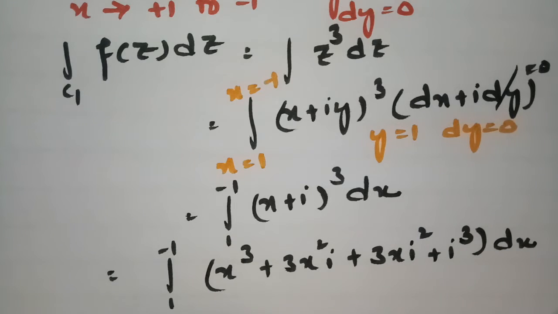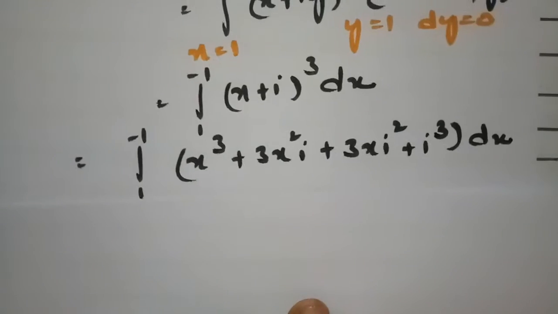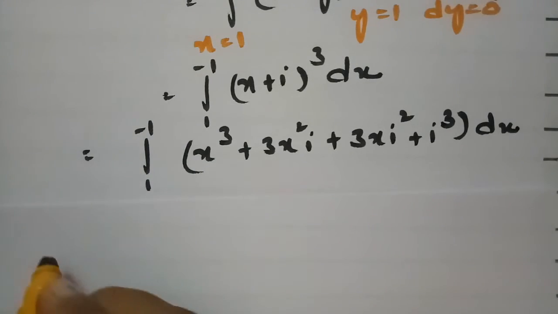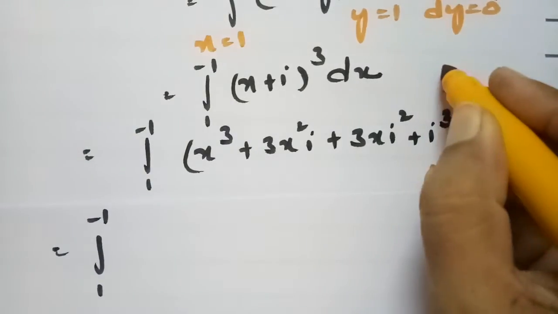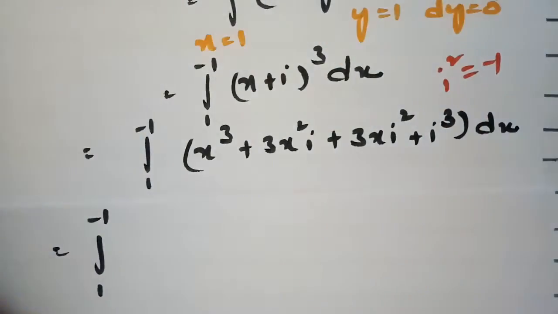And now see the value here. As you know, i square is equal to -1. So I'll show you what is i square. We have to substitute i square value as -1.